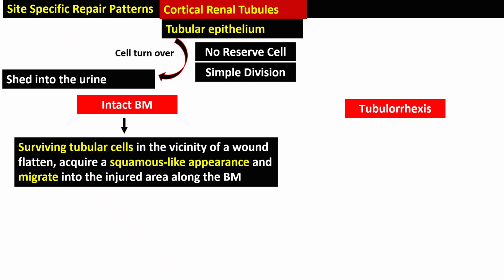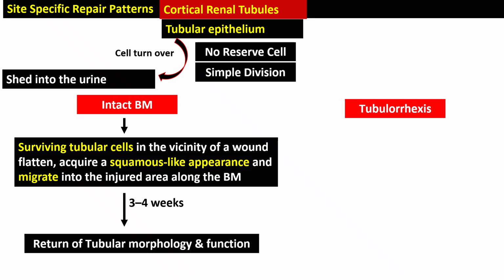So in surviving tubular cells, they flatten and they migrate across the basement membrane. There is active migration that takes place, and cells redifferentiate to cuboidal epithelium once they reach the site of the damage, and the tubular architecture and function normalize within 3 to 4 weeks.